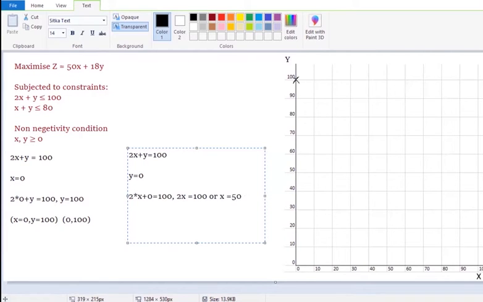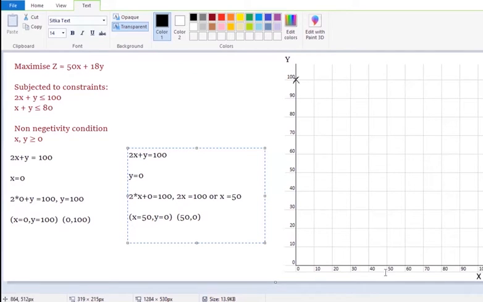Now that we have got the second point, what is the second point here? The second point here is x equal to 50 and y equal to 0. So this is the second point, or simply we can write it as 50, 0. Now I got the second point. Second point is 50, 0. Where does this 50, 0 is located?